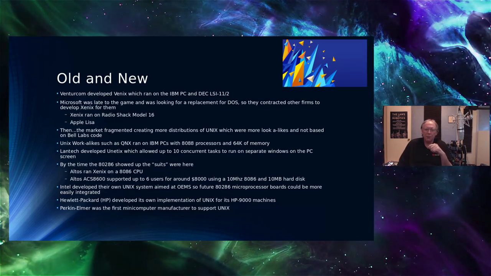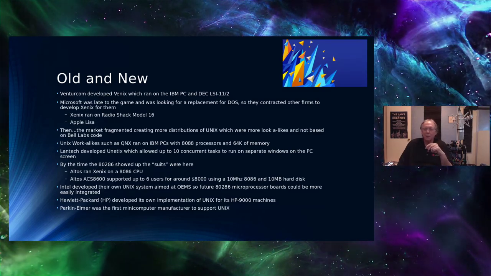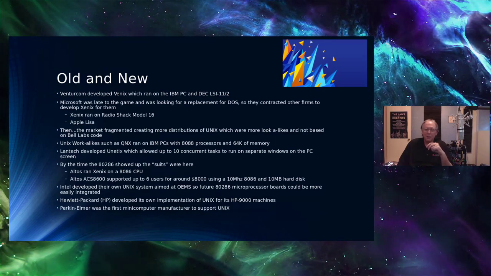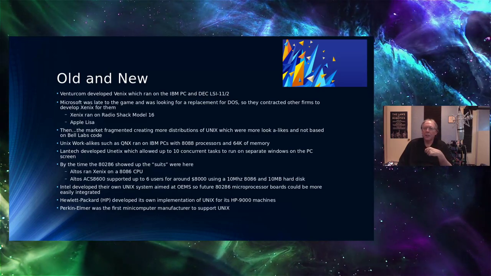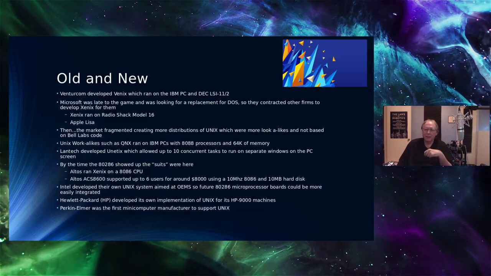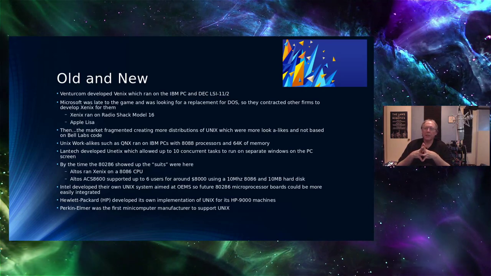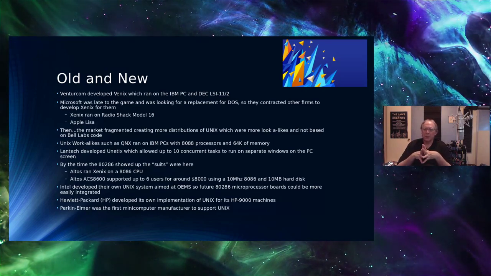Intel developed their own version of Unix systems that were aimed at OEMs to provide future support for 80286 systems, that would be the motherboards and the cards and the firmware and everything that went with it.